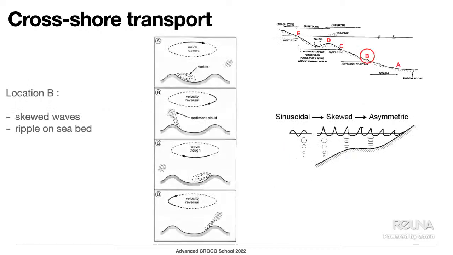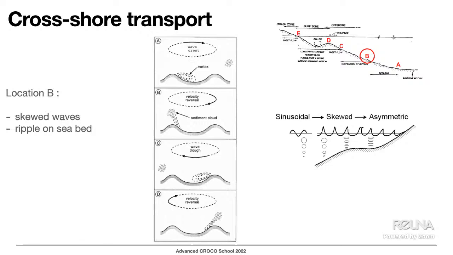So here at this point, the wave becomes skewed. By skewed, I mean there is no more symmetry in the horizontal direction, and we also have ripples on the seabed, and those ripples will interact with the wave. It's what we can see.